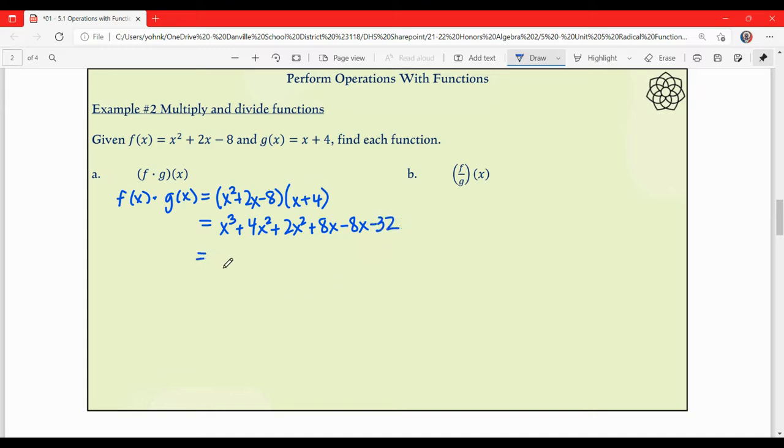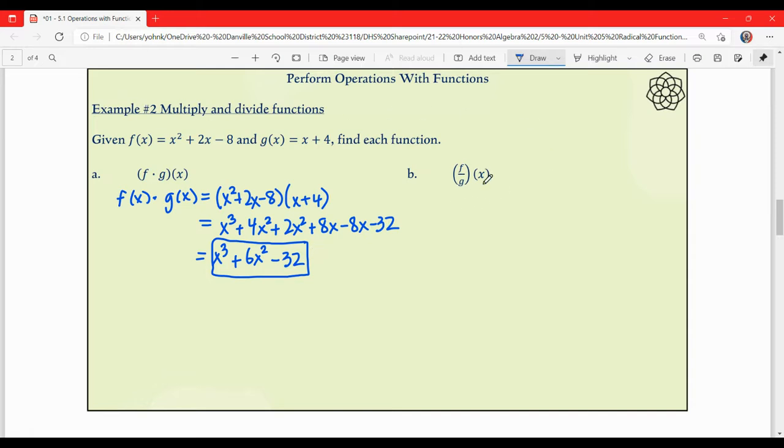And I just have to clean it up and collect my like terms. I don't have any other cubic terms, so I'm going to put x cubed. Then I have 4x squared plus 2x squared, that's 6x squared. Then I have 8x minus 8x, those add to 0. And then I have minus 32. So notice this time when I multiplied a quadratic and a linear function, I ended up with a cubic function.